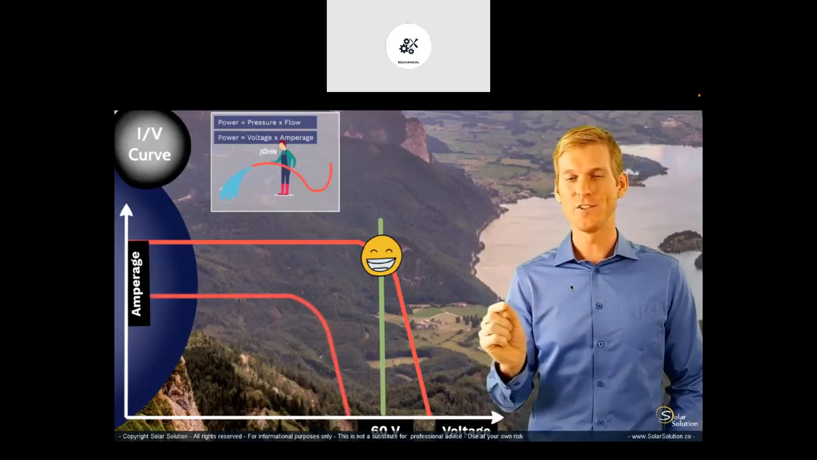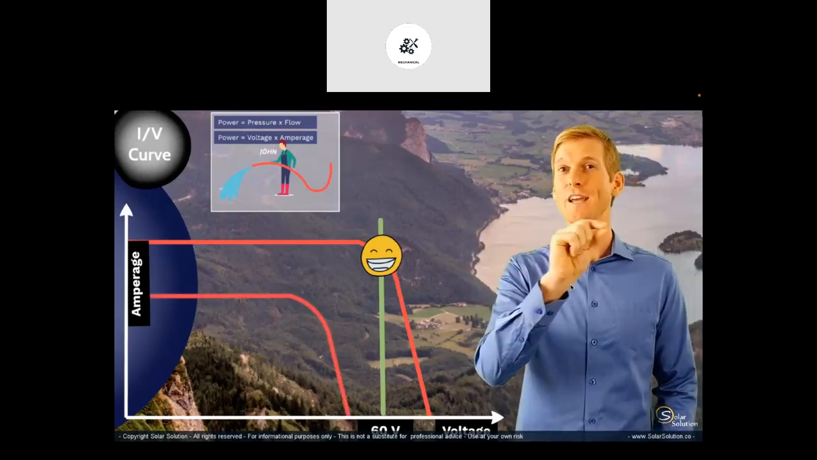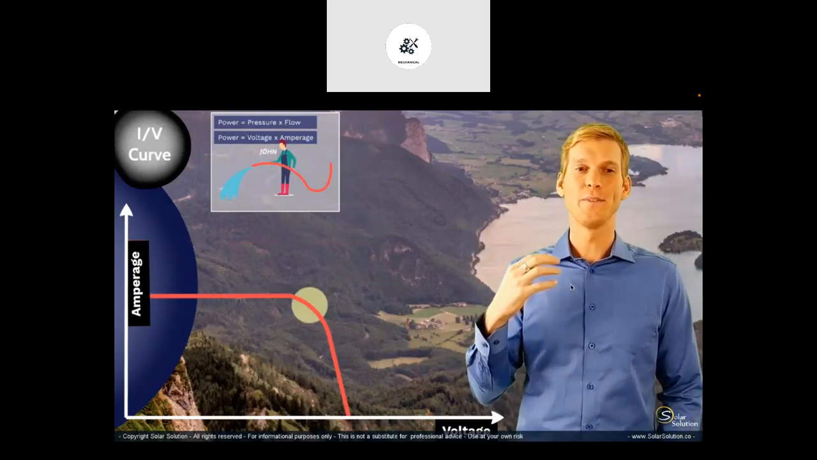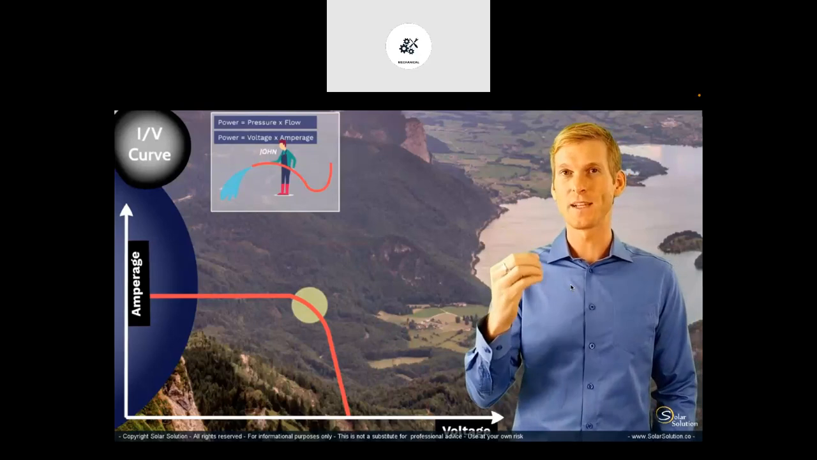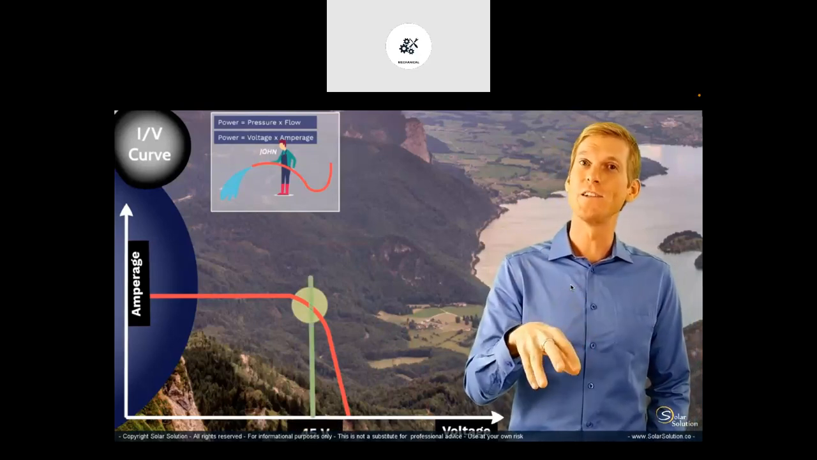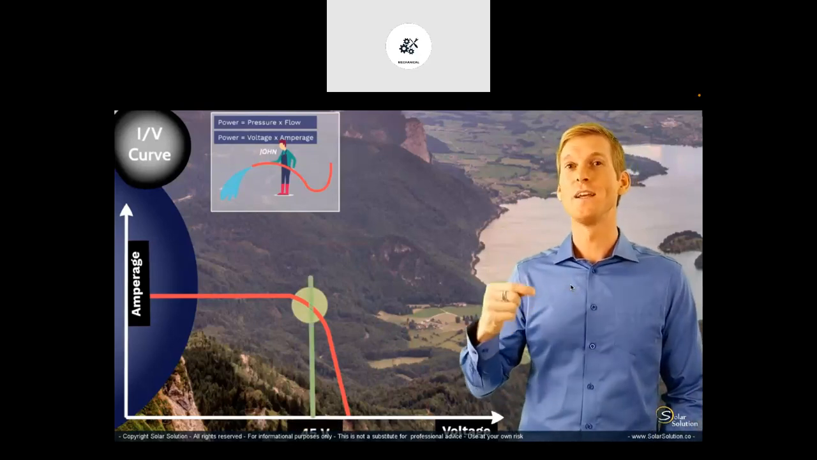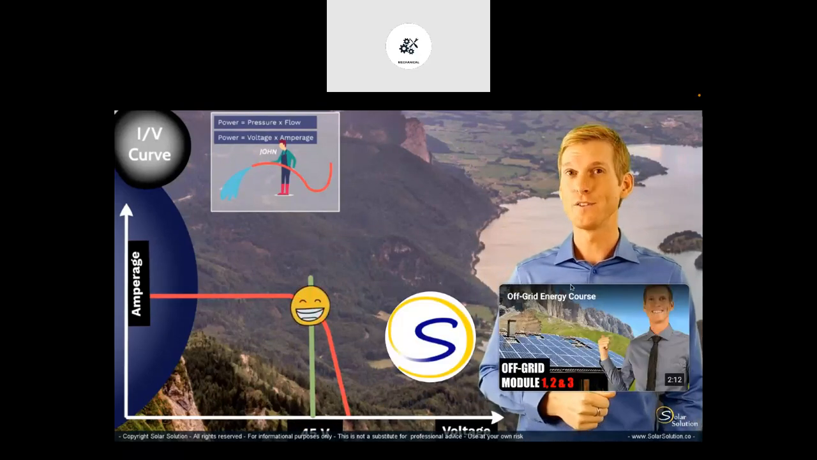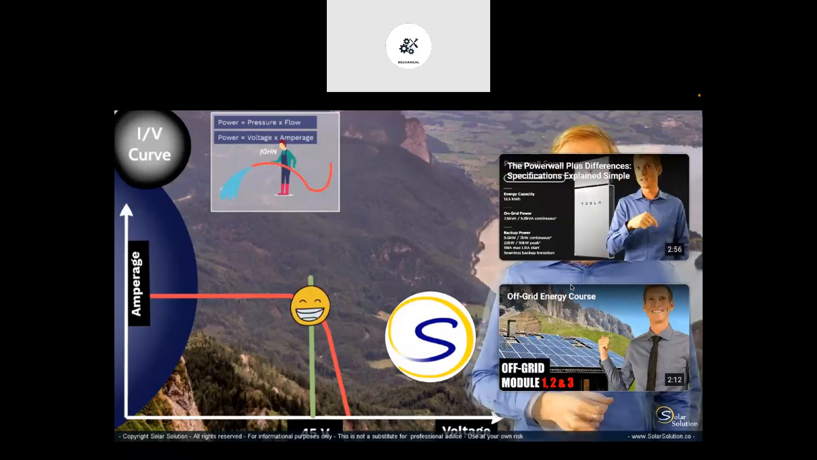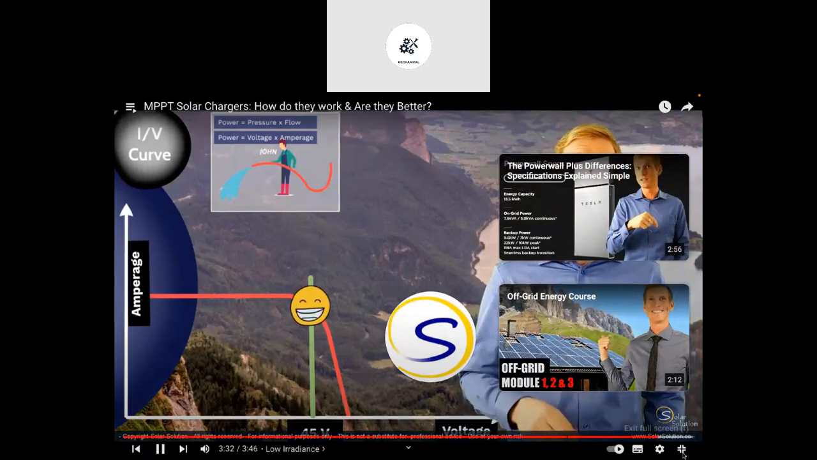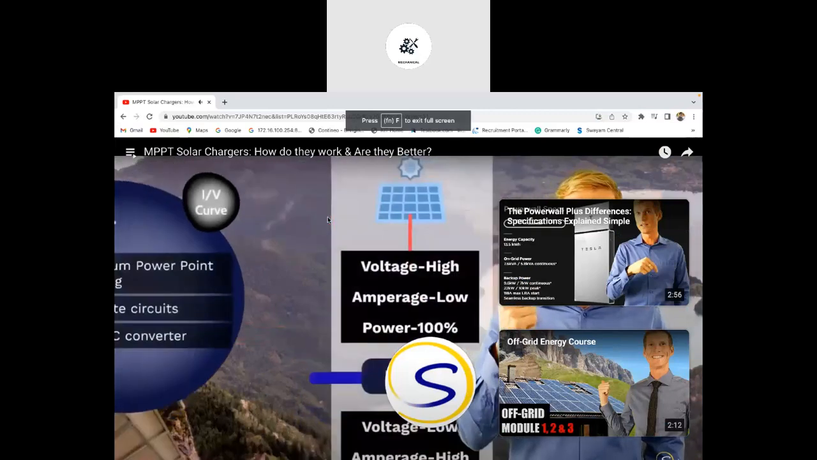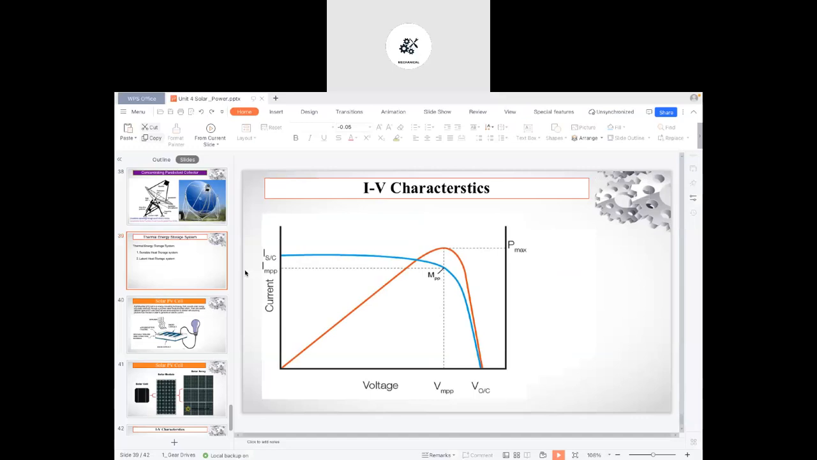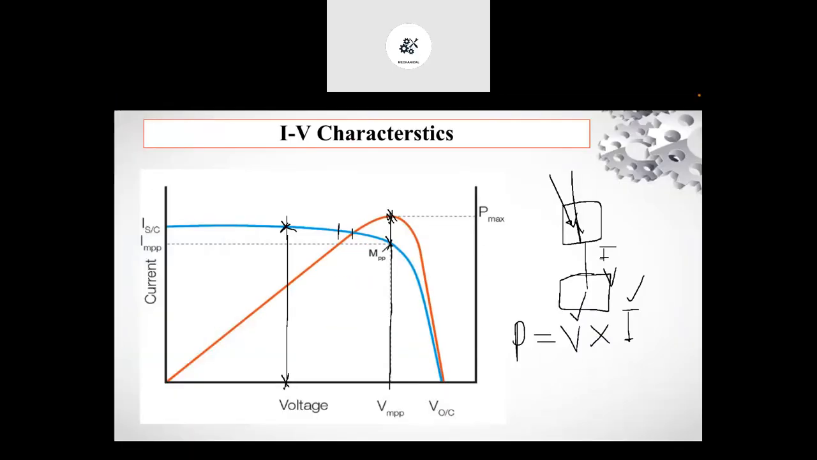Once it's found that sweet spot, it will stay right there and you get your maximum power output from your panel. Then if the conditions change, for example the sun starts to go down or you start to get some cloud, some overcast, then the curve would change, but the MPPT charge controller would do the same again. It would adjust the voltage and walk along this IV curve until it has found a point whereby the result of voltage times amperage is a maximum, so you're getting the maximum power out of your solar panel for the given conditions.